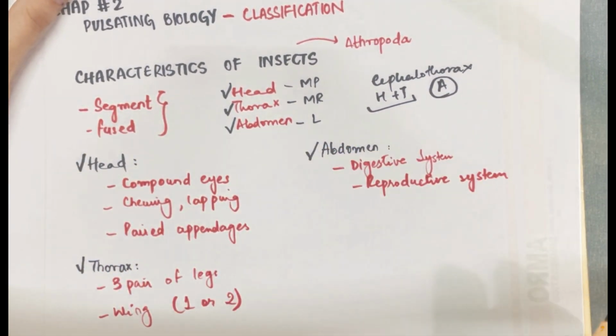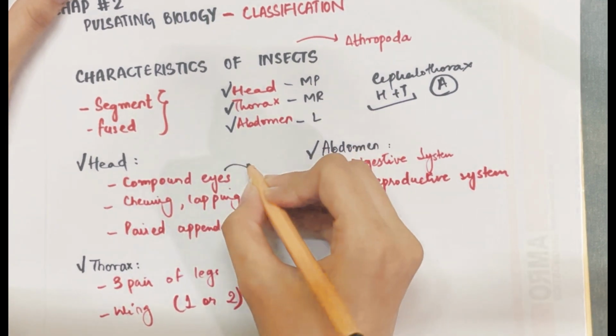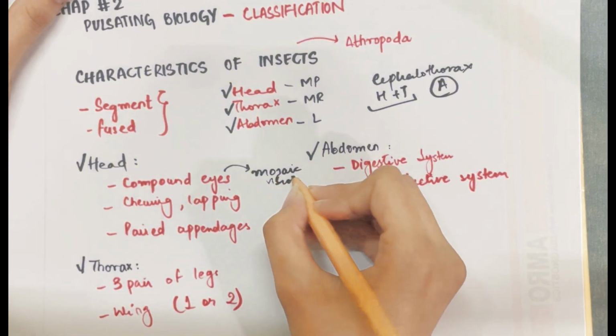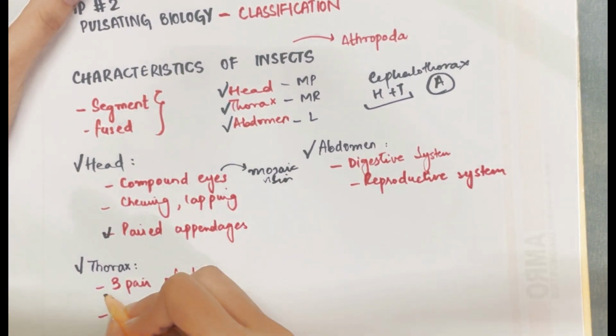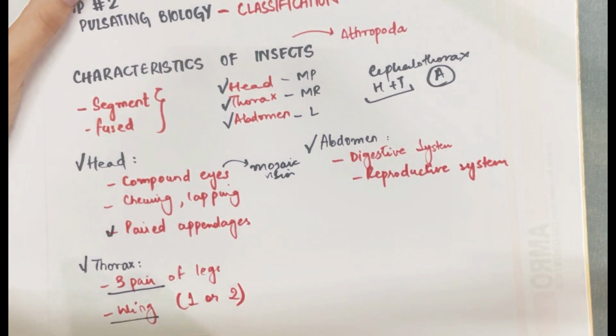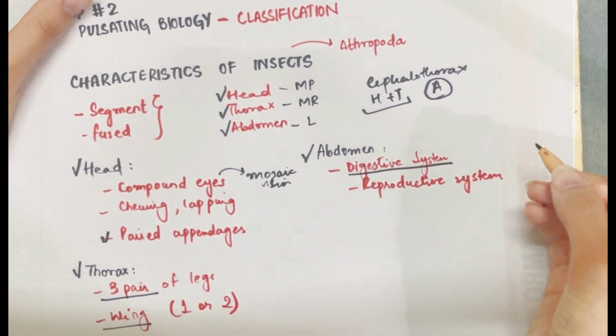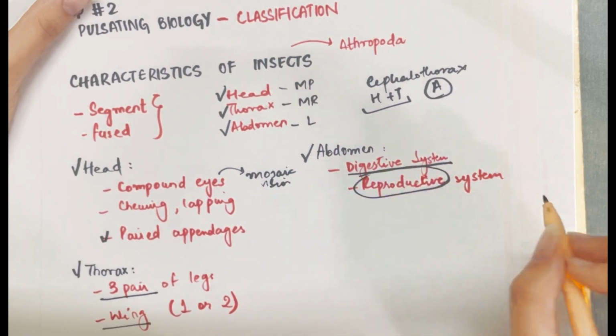In the head portion, along with the mouth parts, we have the compound eyes for mosaic and clear vision. Then we have a pair of appendages also. In the thoracic part, we have three pairs of legs and the wings, depending upon whether it is apterygote or pterygote. Then we have the abdomen that consists of the digestive system and also the reproductive system.